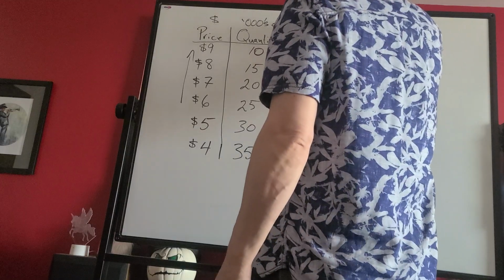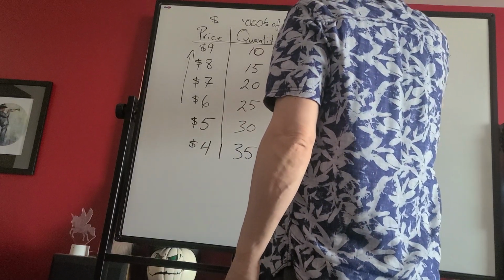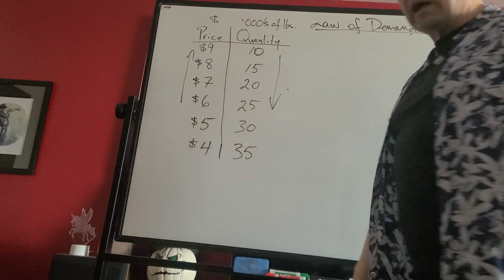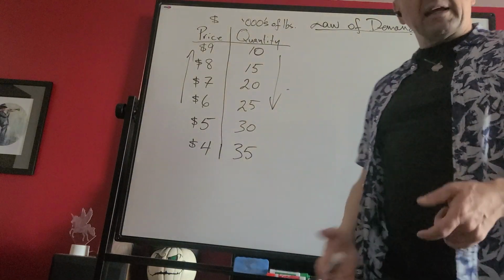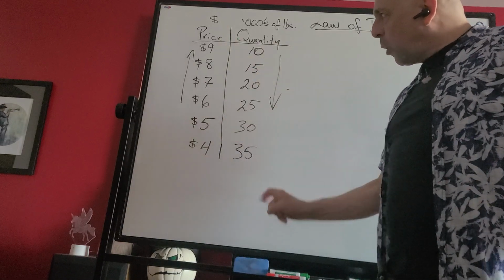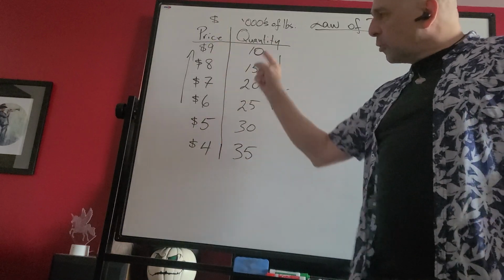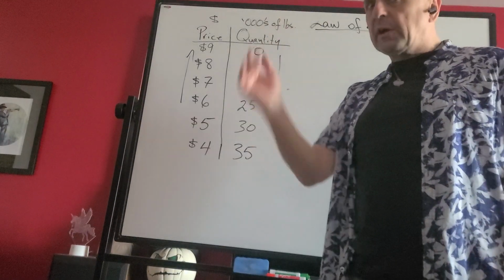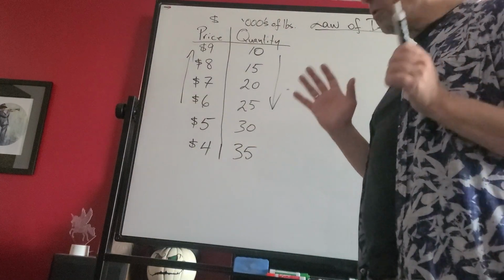Law of demand. And what the law of demand is, is this inverse relationship between price and quantity. So as the price goes up, the quantity goes down. As the price goes down, the quantity goes up. And that just makes intuitive sense to us.